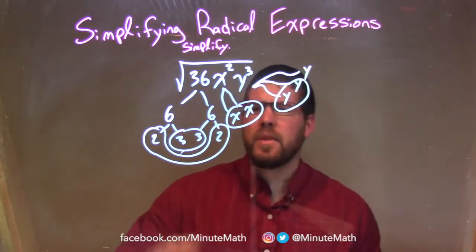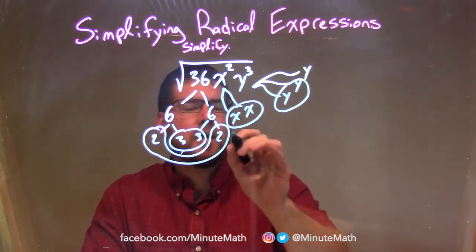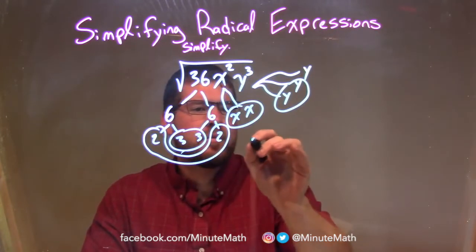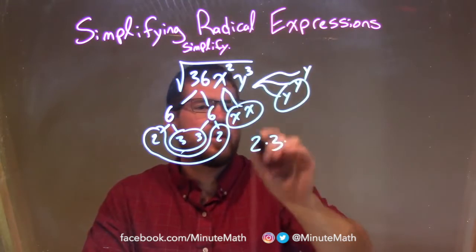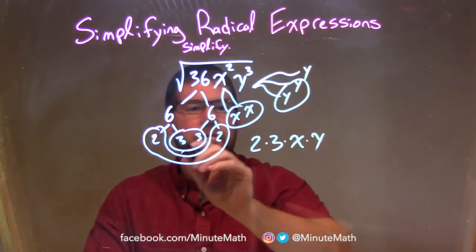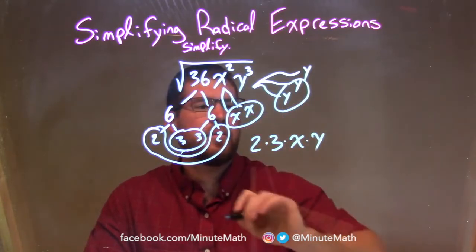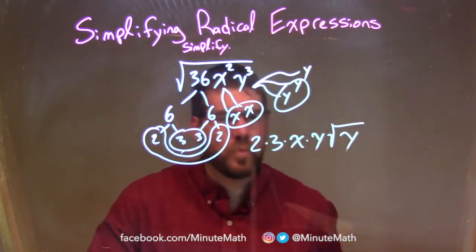So every pair, I'm going to put a single number on the outside per pair, outside of the square root. So we have 1 pair of 2 right there, 2 times 1 pair of 3's right there, times 1 pair of x's, times 1 pair of y's right there. So we have the 2's, the 3's, the x's, and the y's, the pairs. What's left over is that 1 y stays inside the square root.